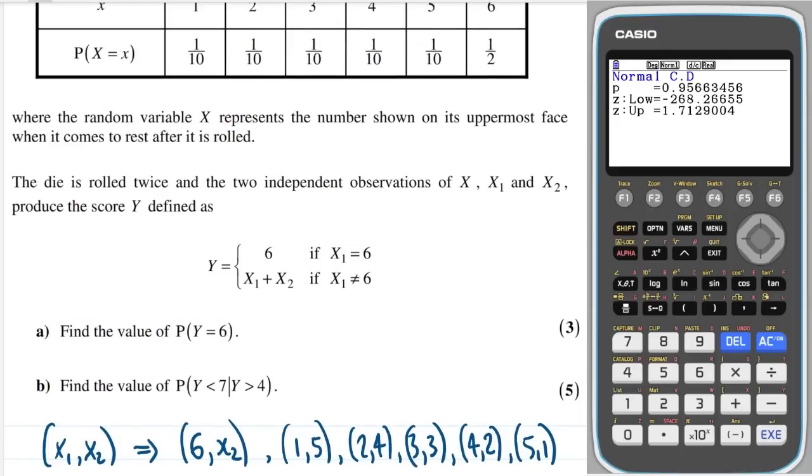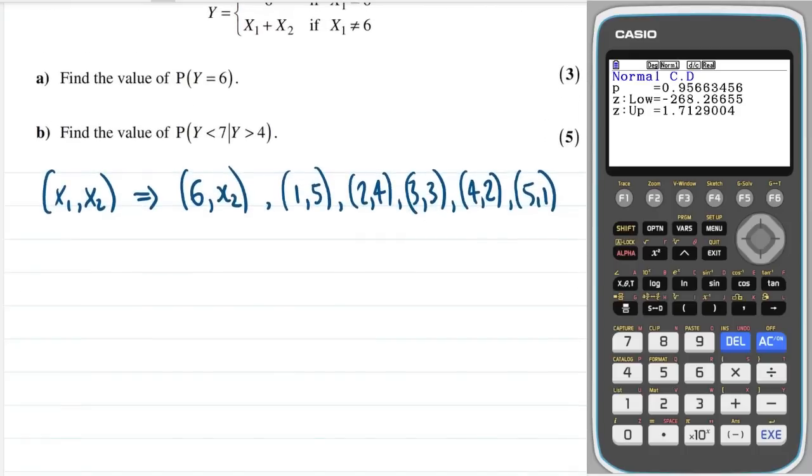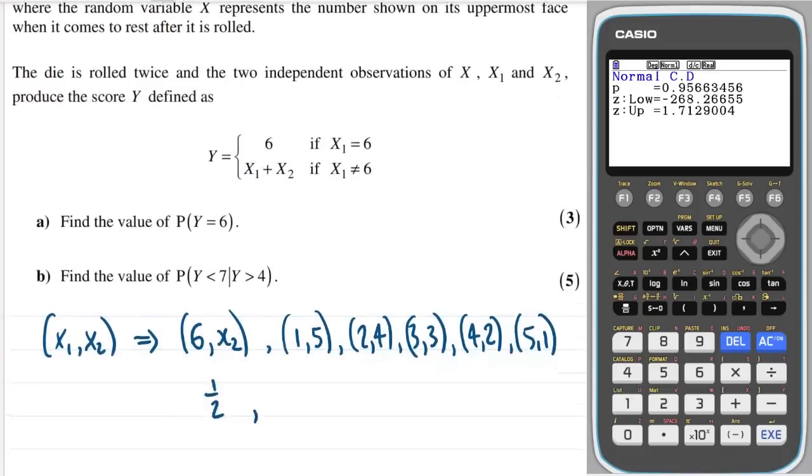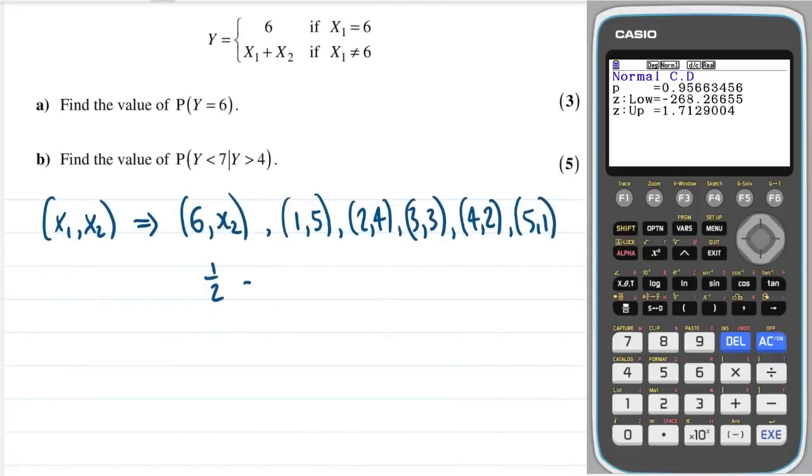Right, what is the chance of getting a 6 straight off the bat? That's a half. And then these ones all have the same probability. They all have 1/10 multiplied by another tenth. So we're going to add on 5 lots of 1/10 times 1/10. And this is going to give us 1/2 plus 5 hundredths, which is 55 hundredths, or 11 over 20.